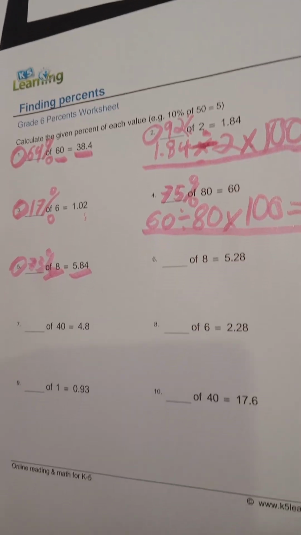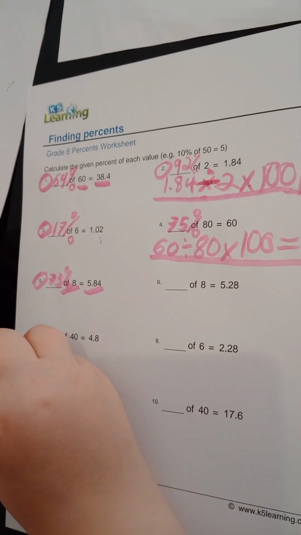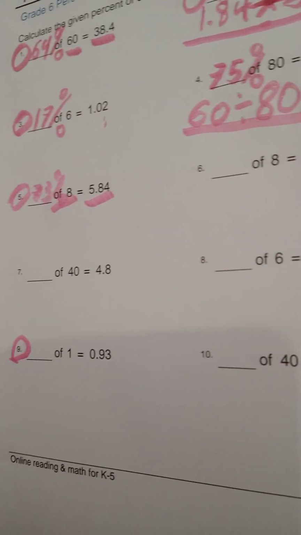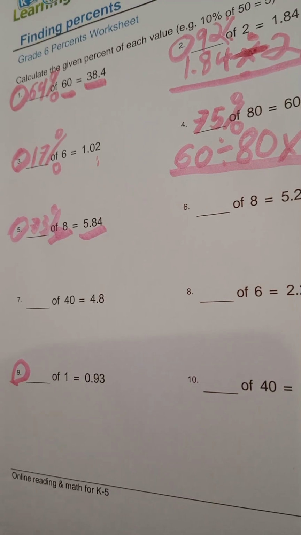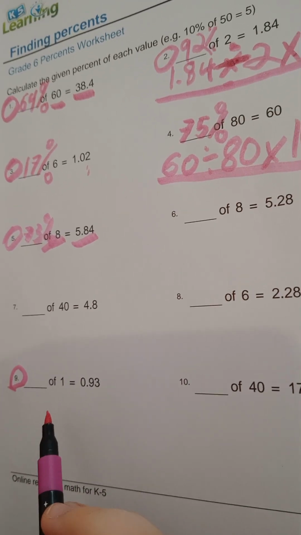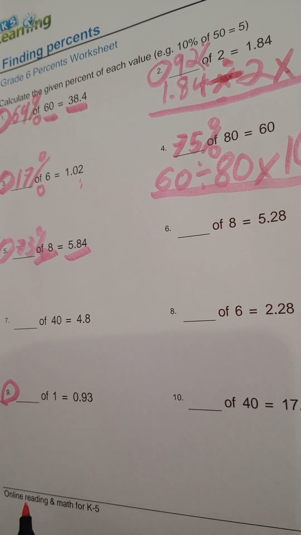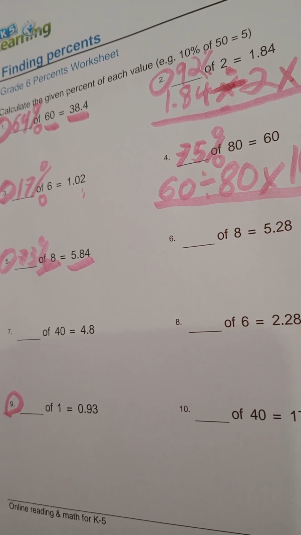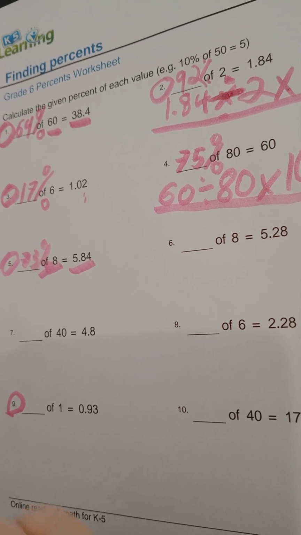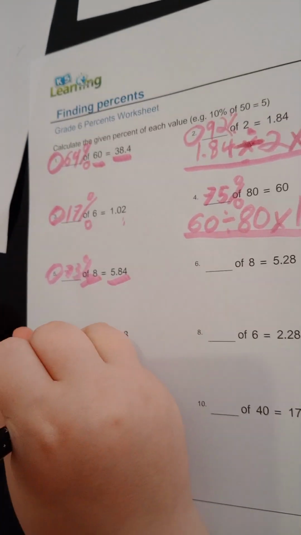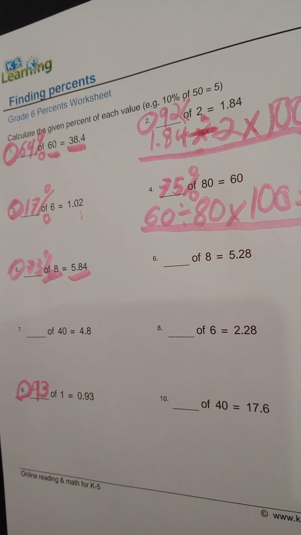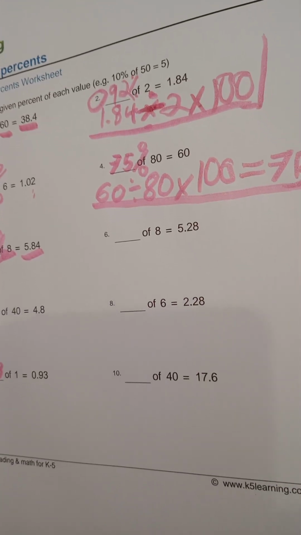Now, let's skip a few questions to this really easy one. Question 9. Want to know why this is easy? It is 0.93 divided by 1. When you divide something by 1, it will just remain with the same value. So you just times it by 100, which will be 93, because when you times something by 100, you move it 2 spaces, which will be 93%.